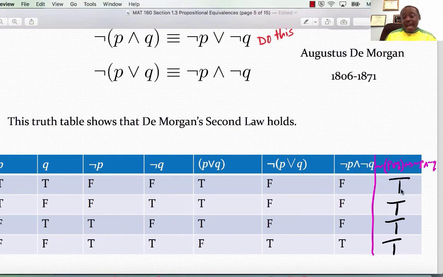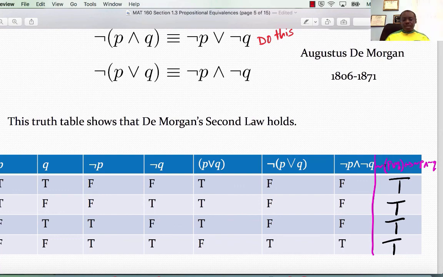Or we can add a final column, which is not (P or Q) if and only if not P and not Q, and observe that we end up with a tautology again. This is true if and only if both truth values are the same. So we have F if and only if F is T, F if and only if F is T, F if and only if F is T, T if and only if T is T. So we have a tautology, and therefore we can conclude that these two propositions are logically equivalent.